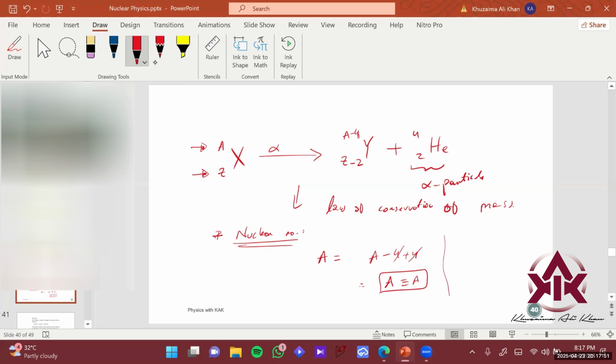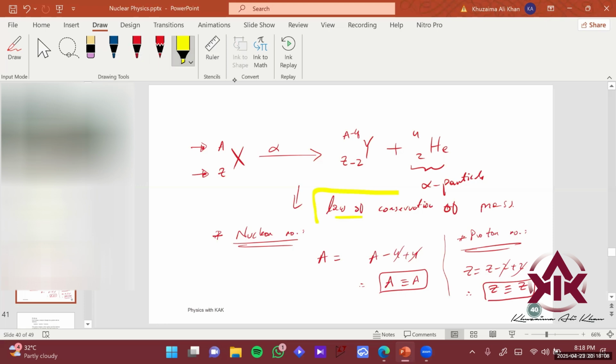Similarly, I can check the proton number. It's going to be Z equals Z minus 2 plus 2. This cancels out, so again you have Z the same as Z. That is, proton number is conserved here. That is, the law of conservation of mass is getting satisfied here. So this is basically an alpha decay.